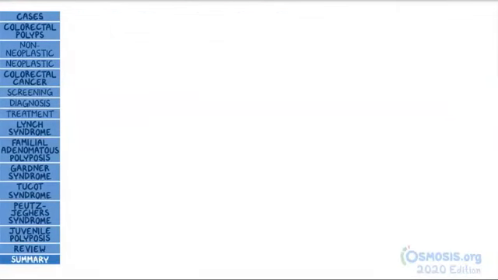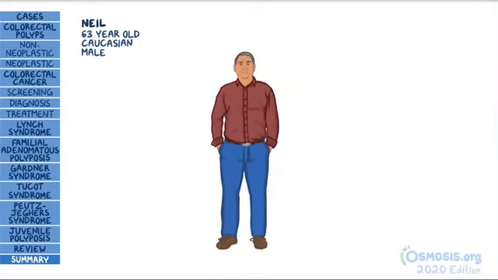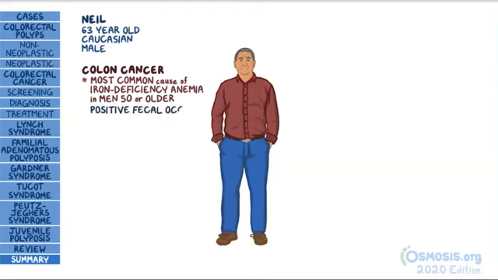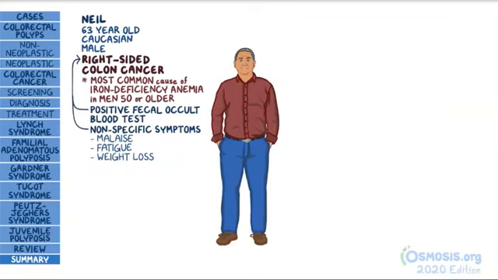Now let's go back to our case. In 63-year-old Neil, you should suspect colon cancer, because colorectal cancer is the most common cause of iron deficiency anemia in postmenopausal women and men 50 years or older. Also, positive fecal occult blood tests and nonspecific symptoms like malaise, fatigue, and weight loss should make you think of right-sided colon cancer, and order colonoscopy and biopsy to confirm the diagnosis.